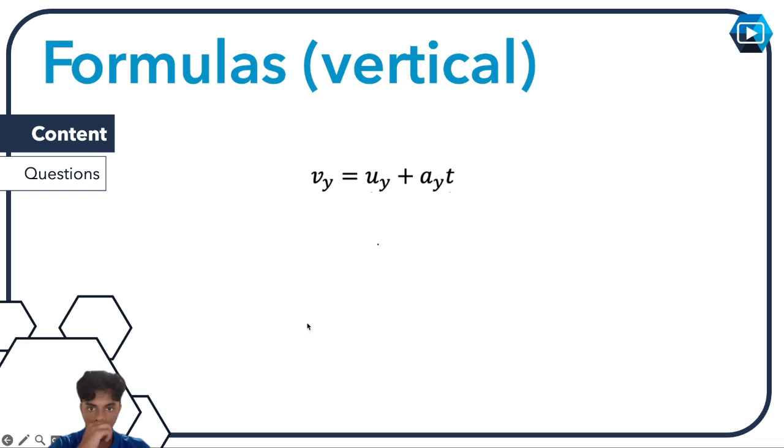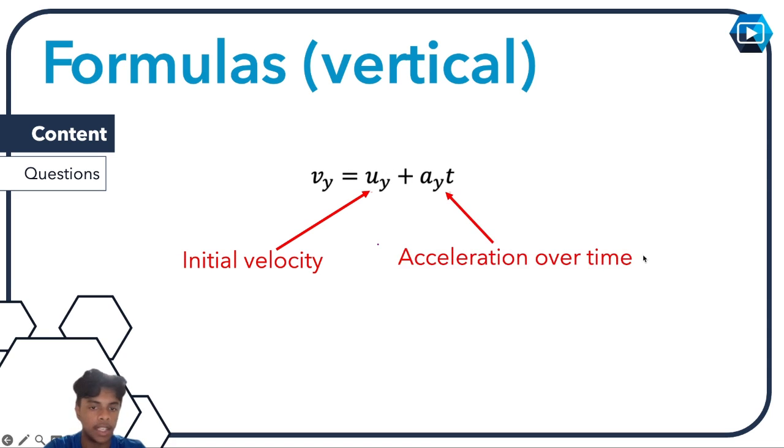So vy, which is velocity in the y direction, we can equal to uy, which is the initial velocity in the y direction, plus acceleration in the y direction, ay, times time of flight, or time taken, or time passed during its motion. So if we want to find the final velocity, we'll just have the initial velocity plus the acceleration multiplied by time.